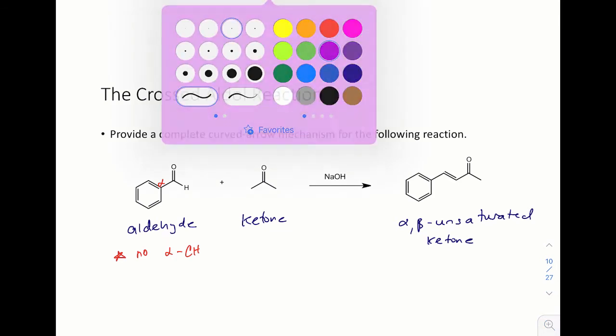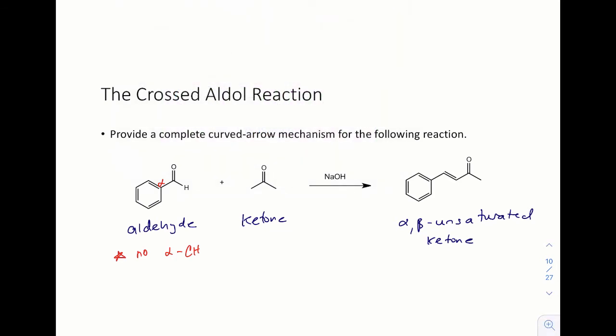You might be thinking, well, so what? Well, that means it can't make an enolate. It cannot make an enolate, and so it can only react as the electrophile in this transformation. It can only be attacked by an enolate. It can't make an enolate.